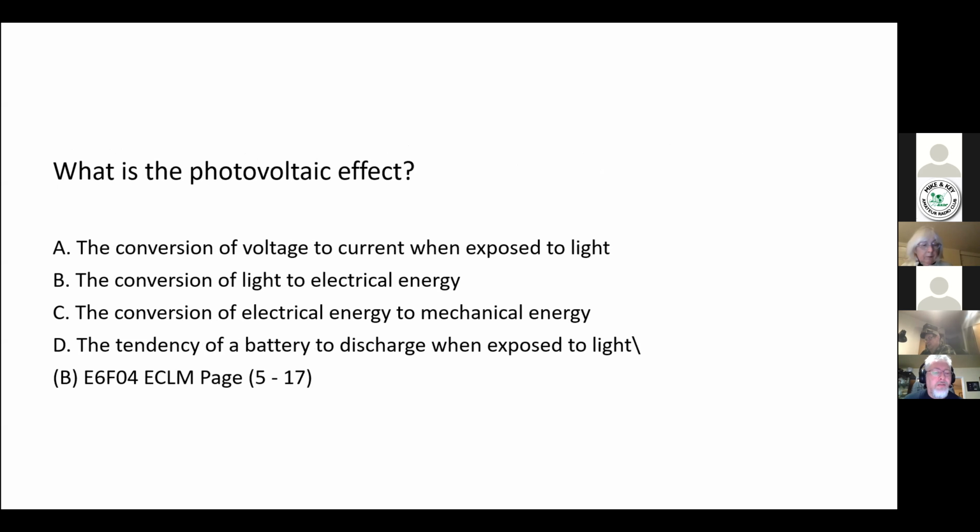Bravo is correct. The conversion of light to electrical energy.